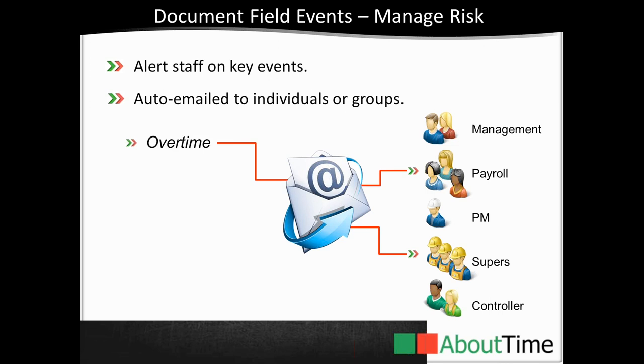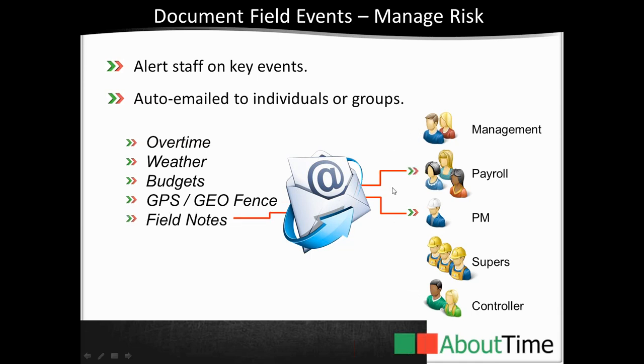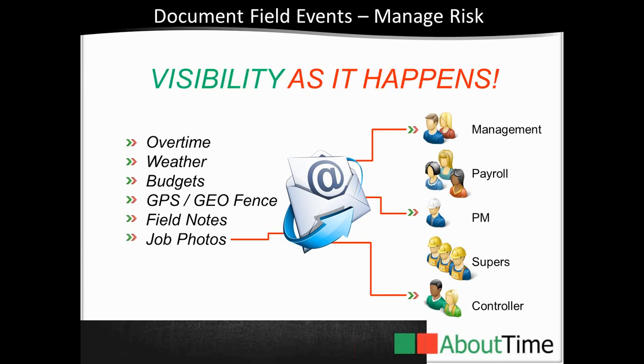Again, the alerts and notifications engine is tied to more than just weather and budgets, but also overtime reports, GPS or geofence infractions. These are going out to unique, specific management or people that need to see these specific data points. And these are things that are happening in real time.